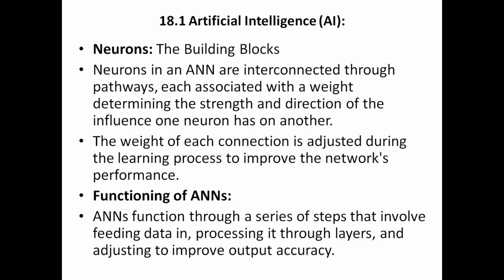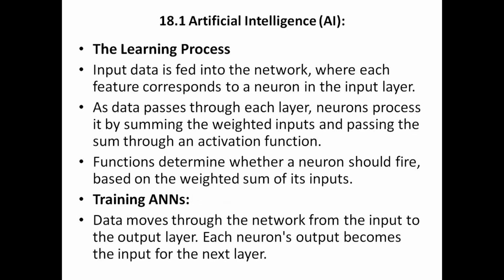Neurons or nodes are the building blocks for this. They are interconnected through pathways, each associated with a weight determining the strength and direction of influence one node has on the other. The weight of each connection is adjusted during the learning process to improve the network's performance. Now, how does this artificial network work? It functions through a series of steps that involve feeding the data into the network, processing it through layers, and adjusting the weight of different nodes in order to improve the output accuracy.